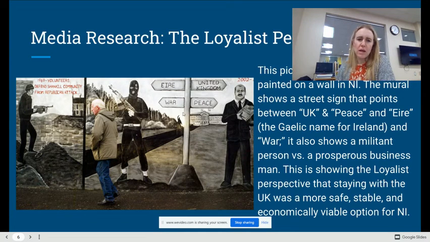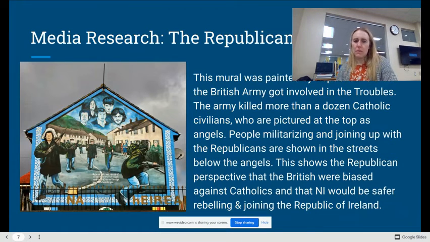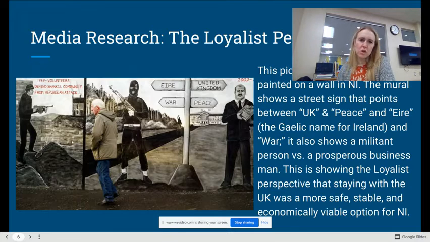But in this one, she has a picture of a mural that is showing the loyalist perspective. So in Northern Ireland, there's the loyalists and the Republican perspectives. And so she chose examples of 2 murals that are both in Northern Ireland that show the perspectives of either side, and then an explanation of what the picture is showing, and why it is showing the loyalist perspective.